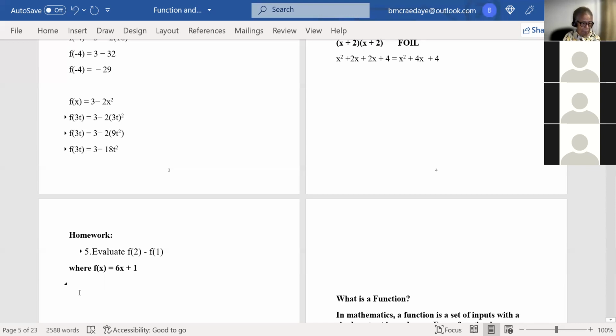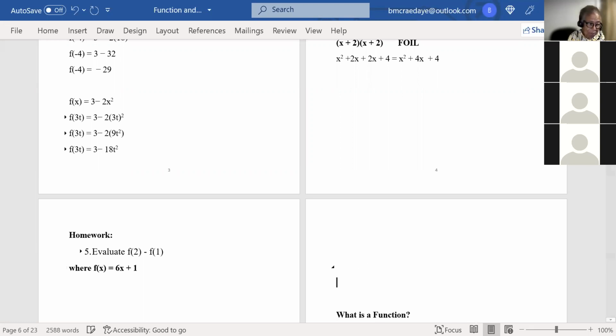But it's a plus right here. 6x plus 1. What is the function? I'm sorry? It says 6x plus 1. No, wait a minute. f of x, where f of x is 6x plus 1. So if you do f of 2, you're going to put a 2 for the x. If you do f of 1, you're going to put a 1 for the x. And then you subtract them. Yes. Oh, okay, because I didn't understand.